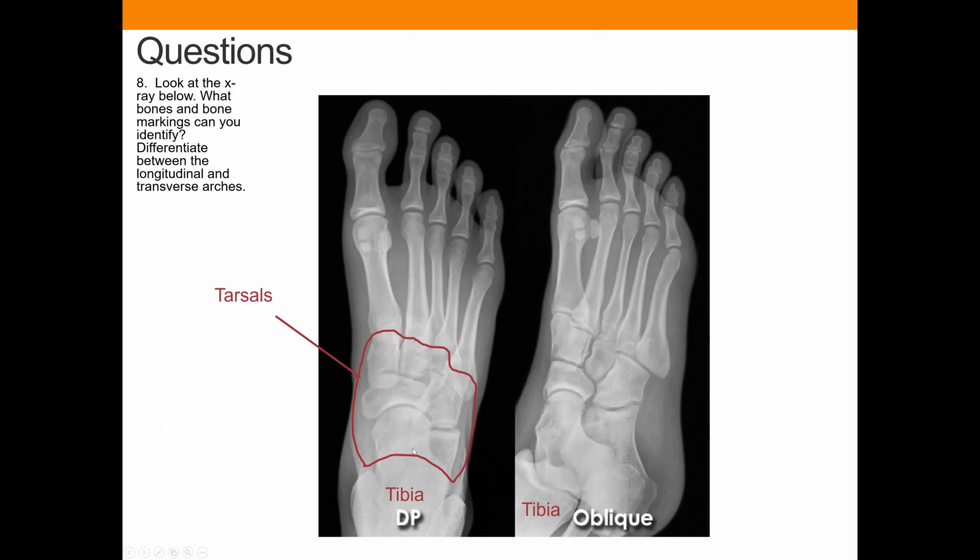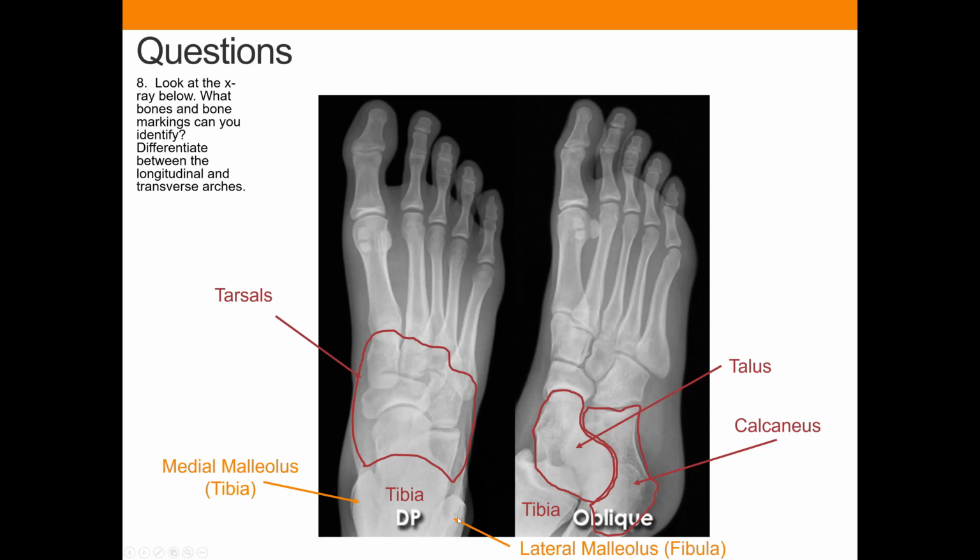You can also see the tarsals. Remember, there are 7 tarsals, and you only need to know the names of 2 of them. The 2 that you need to know are the talus, which is the one right underneath the tibia, and the calcaneus, which is underneath the talus, and it also extends backward to form your heel. You can also see the medial malleolus of the tibia over here. That's your inside ankle bump. And you can see the lateral malleolus of the fibula, which makes up your lateral or outer ankle bump.